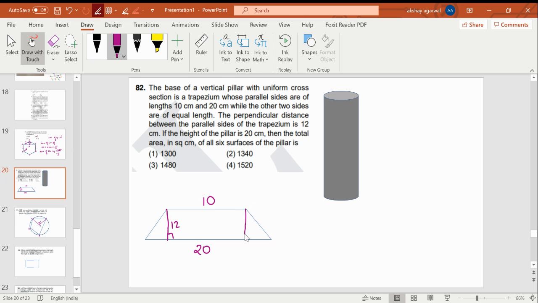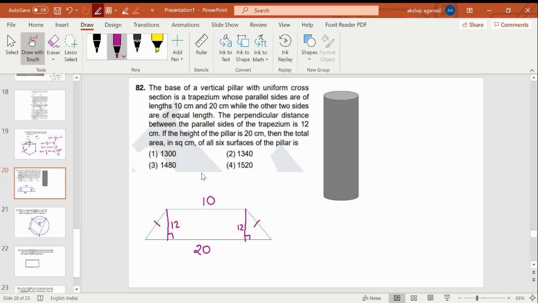So I'll just draw it here as well. 12. Alright. And the other two, the non-parallel sides, are equal. So this is equal to this. The height of the pillar is 20. Now, the important thing is a pillar of uniform cross section of trapezium.